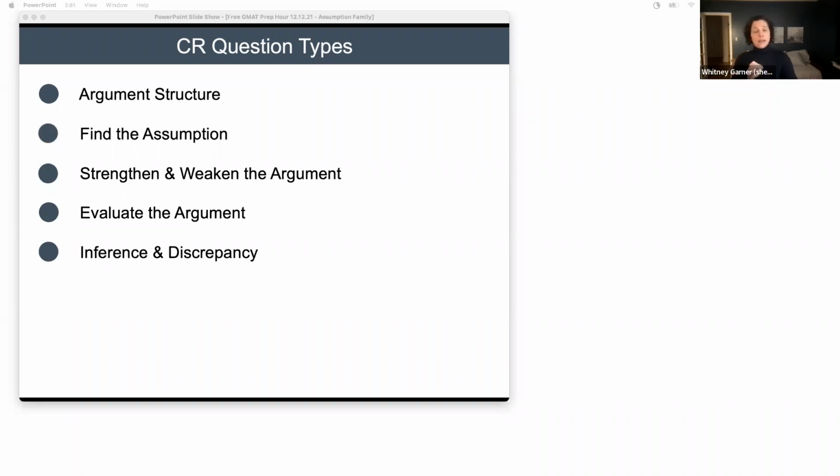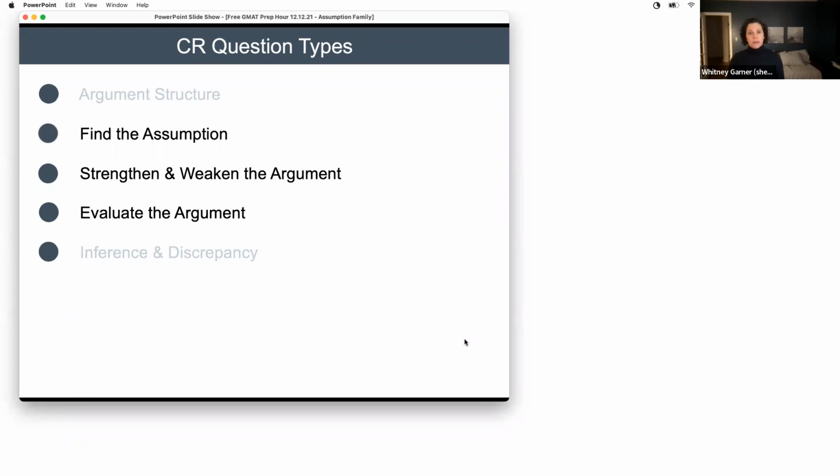So structure is a type of its own. They're not the most common, but it might be worth taking a glance at those. Inference and discrepancy are also sort of beasts of their own. And so what we'll focus on this evening is what we call the assumption family.